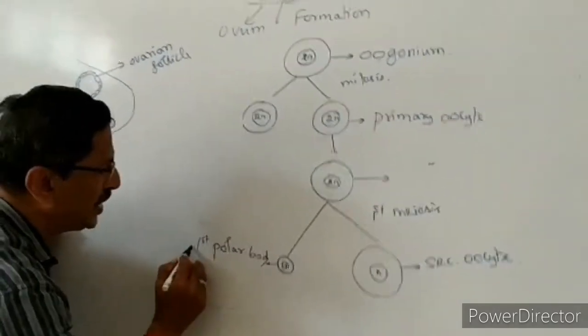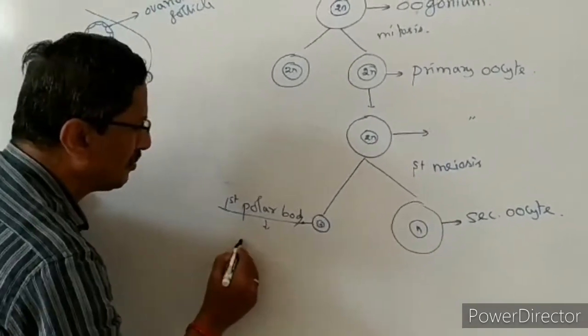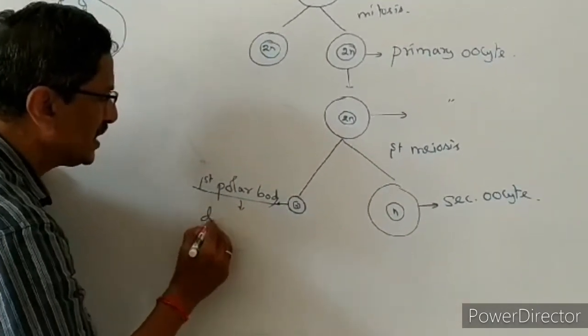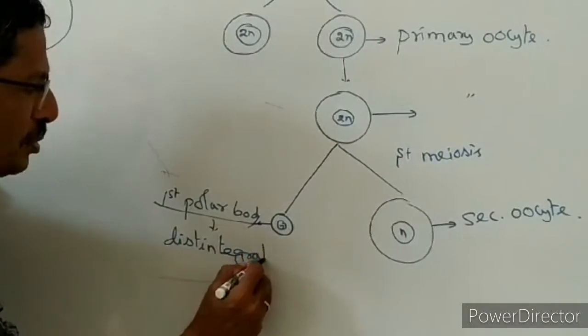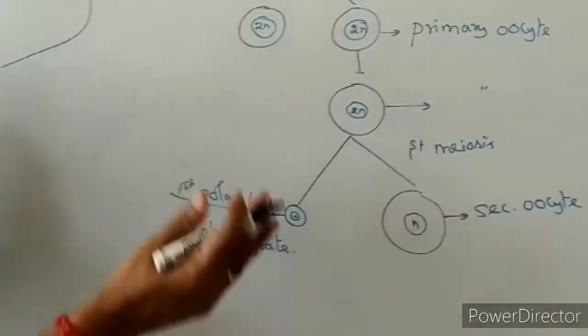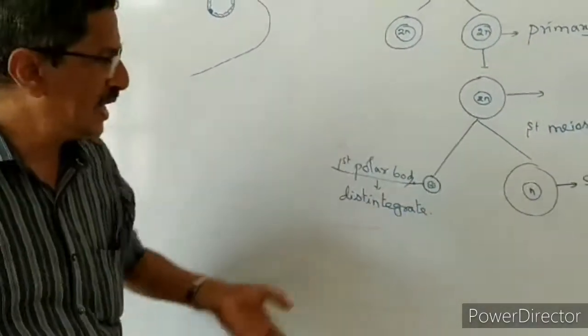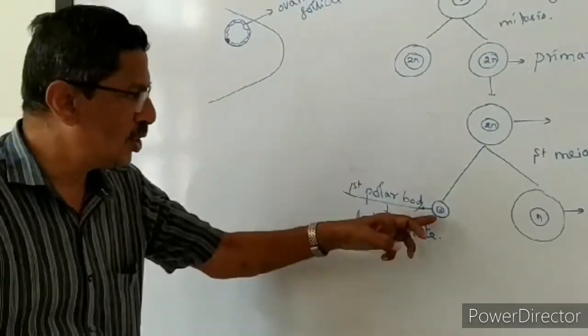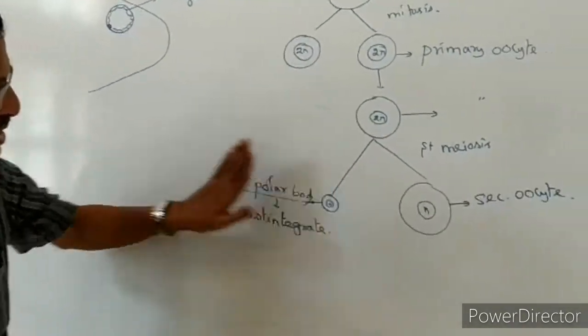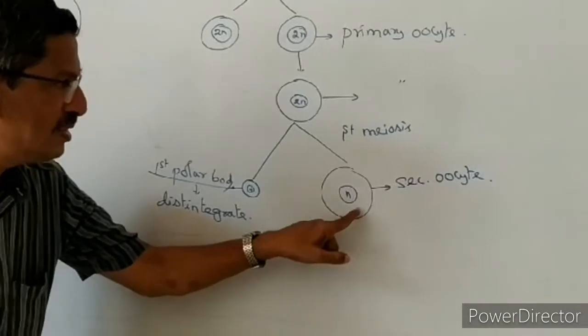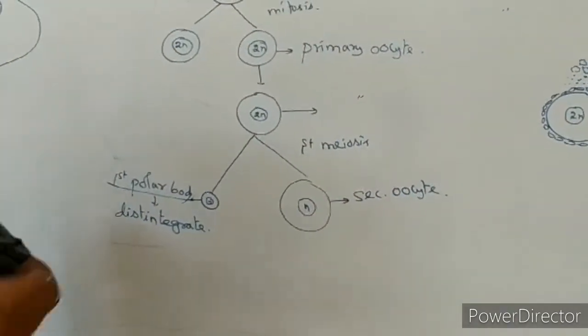Since the cell is very small, within a short period of time it will disintegrate. Disintegrate means it splits off into pieces, broken into pieces. It cannot live for a long time. So it disappears. Now only one cell will be there, called the secondary oocyte, which is bigger.